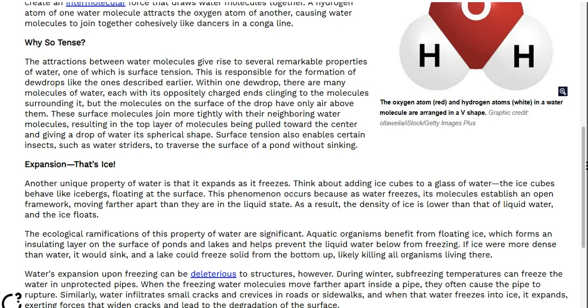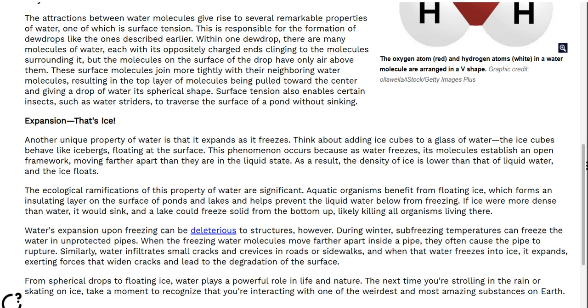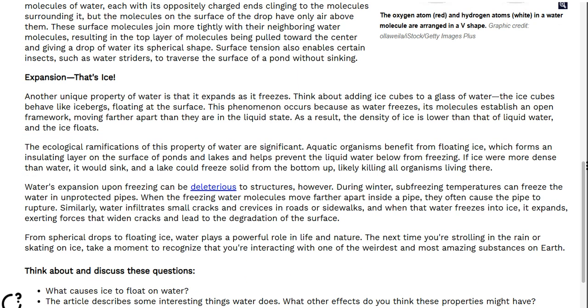This is responsible for the formation of dewdrops like the ones we described earlier. Within one dewdrop, there are many molecules of water, each with its oppositely charged ends clinging to the molecules surrounding it. But the molecules on the surface of the drop have only air above them. These surface molecules join more tightly with the neighboring water molecules, resulting in the top layer of molecules being pulled toward the center and giving a drop of water its spherical shape.